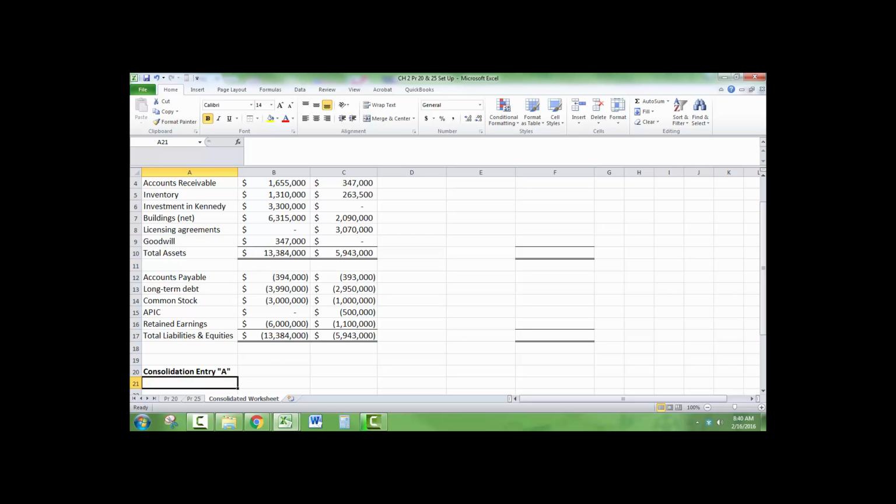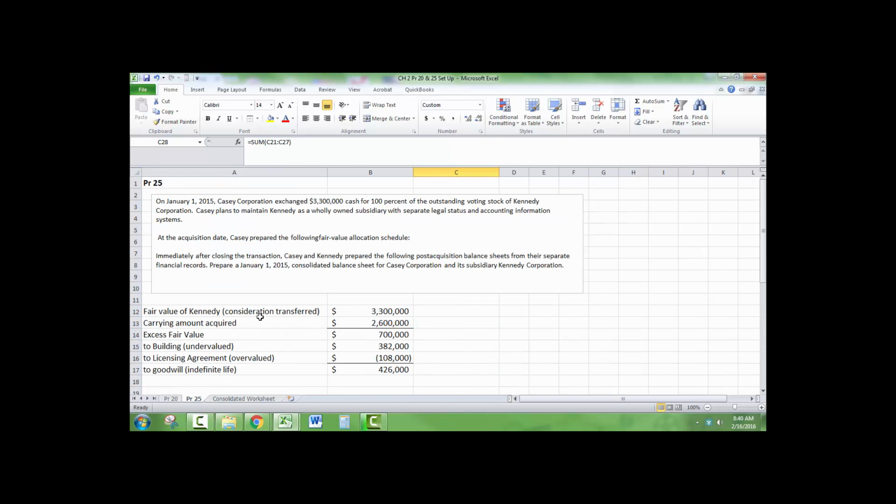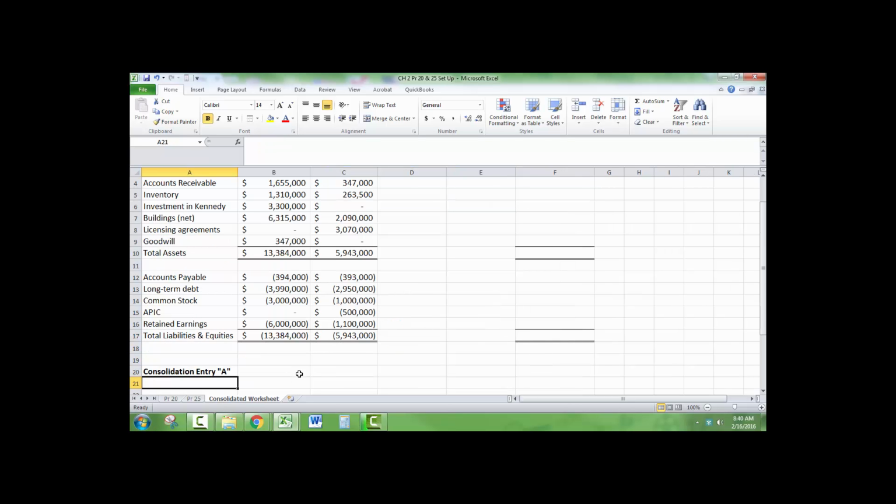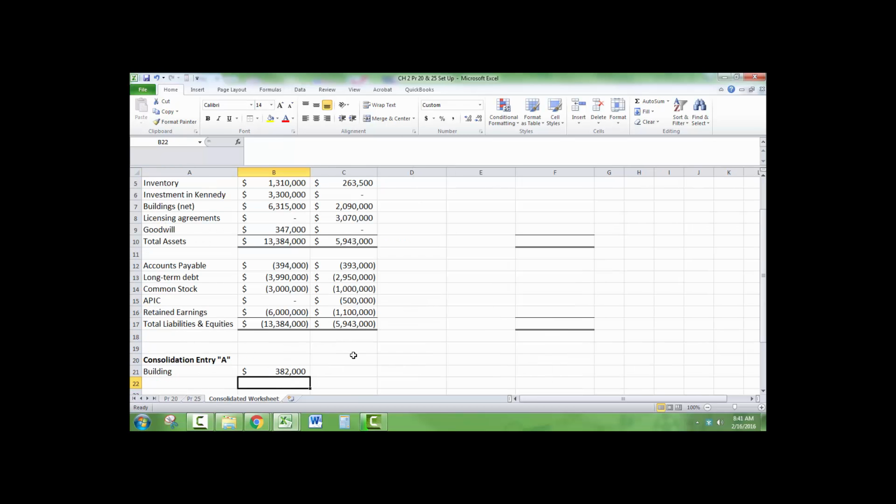So going back to the problem, it says that the fair value differences were a building and a license agreement. One was overvalued, one was undervalued, and goodwill of 426. Okay, so first we're going to start with the building. And I'm going to link the spreadsheet in case we made a mistake. We can just take it right from here. Okay, so we allocate this. Then we have a license agreement.